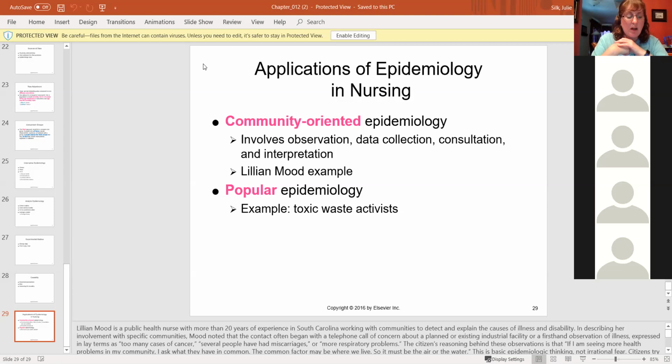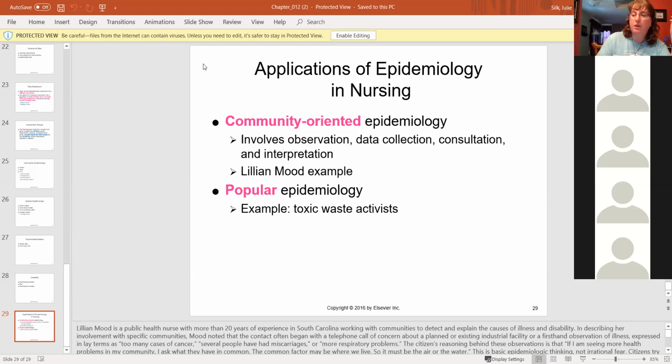The citizens' reasoning behind these observations is that if I'm seeing more health problems in my community, I ask what they have in common. The common factor may be where we live, so it must be either the air or the water. This is basic epidemiologic thinking, not irrational fear. Citizens try to make sense of what they are seeing, and they want professional help to unravel the pattern of illness. So popular epidemiology is a form of epidemiology in which lay people gather scientific data as well as mobilize knowledge and resources of experts to understand the occurrence or distribution of a disease or injury.